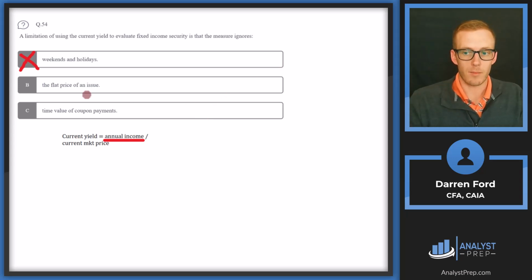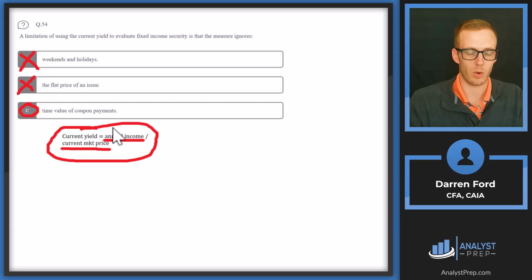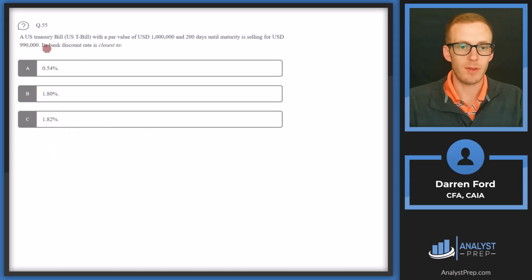B, the flat price of an issue. So it also does not ignore the flat price of an issue, since the flat price of an issue is the current market price, which doesn't include kind of accrued interest, essentially, is what the flat price is. And then C, time value of coupon payments. This is correct. By doing it this simply, essentially, we're kind of ignoring coupons. If that annual income is paid out monthly or quarterly or semi-annually, then we're not properly kind of compounding those payments over time. So that's where we lack here. Answer C.